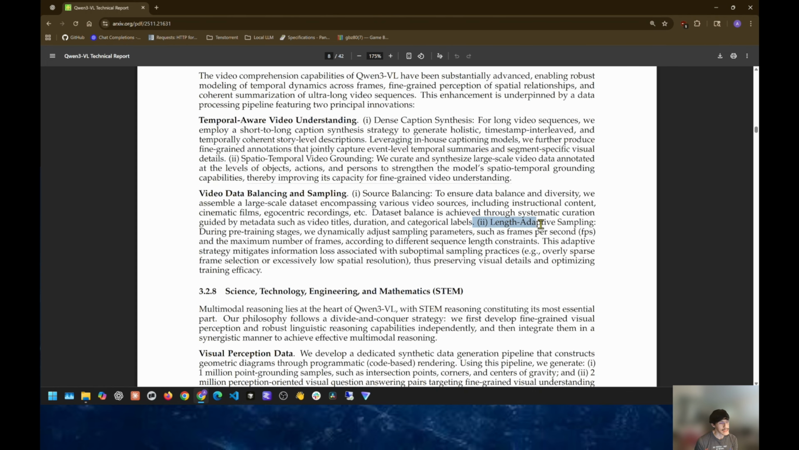2. Length-adaptive sampling. During pre-training stages, we dynamically adjust the sampling parameters, such as frames per second and maximum number of frames, according to different sequence length constraints. This adaptive strategy mitigates information loss associated with suboptimal sampling practices, for example, overly sparse frame selection or excessively low spatial resolution, thus preserving visual details and optimizing training efficiency.